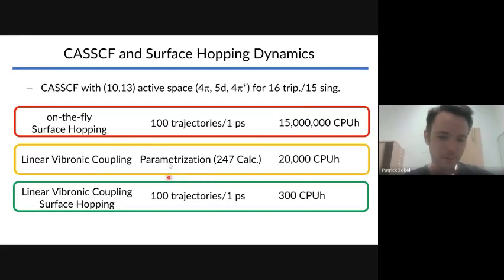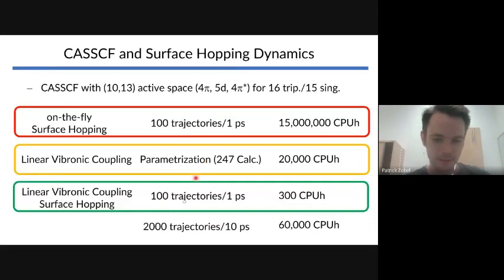And then at the end, if we wanted to use only the same tiny number of 100 trajectories for 1 picosecond, just to simulate the dynamics would only cost an additional 300 hours. So basically now, with this linear vibronic coupling, we have put all the expense only in this parameterization part. So as long as you can parameterize something, you can always run as many dynamics for as long a time as you really want to.